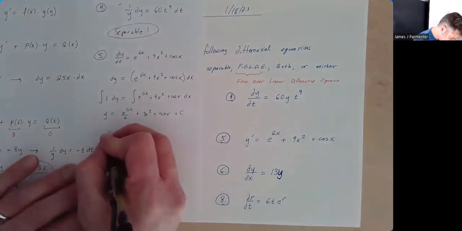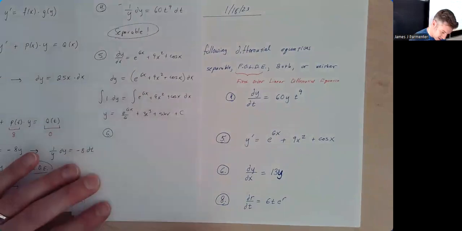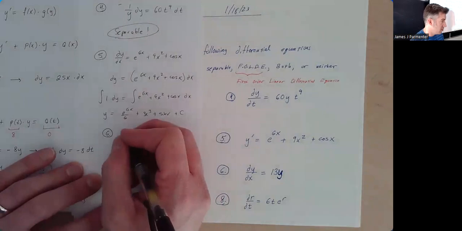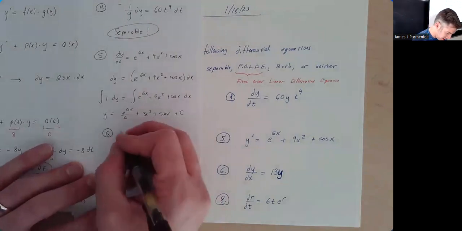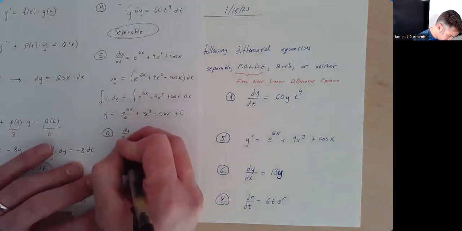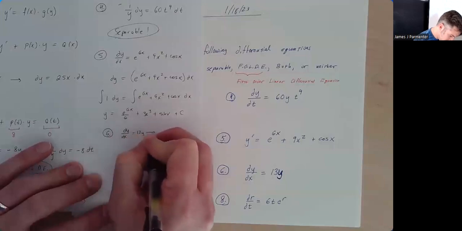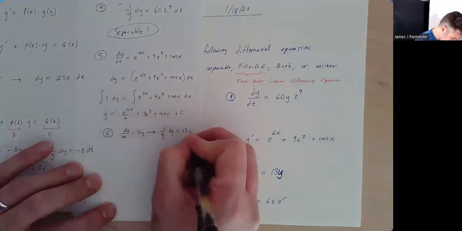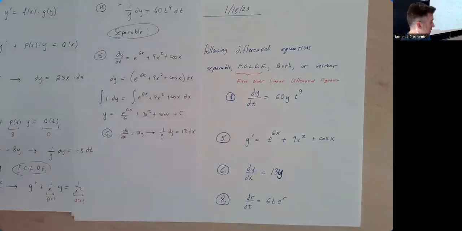I'll take 6. Maybe we can fit these all in here. dy dx equal to 13y. Well, that also is separable. We're going to bring the y's to the left and get 1 over y dy equal to 13 dx. Very standard differential equation. Let's see, 7 over here.